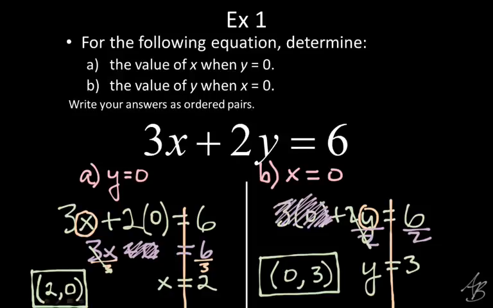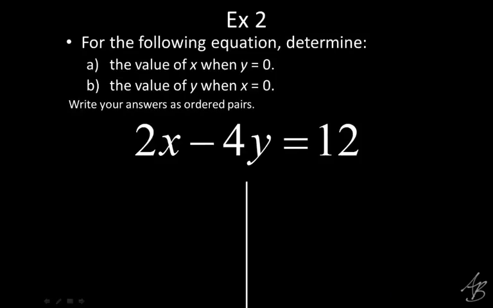All right, so you're going to do the same thing. Find the value of x when y equals 0. Find the value of y when x equals 0. Write your answers as ordered pairs. Be sure that you're starting with writing y equals 0. Start with writing x equals 0, and then solve.